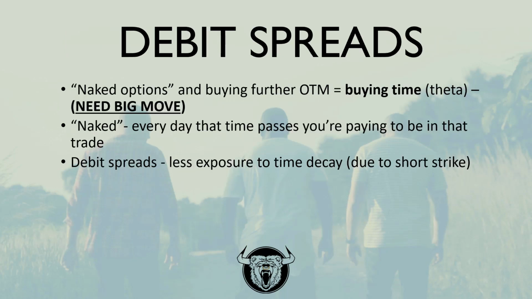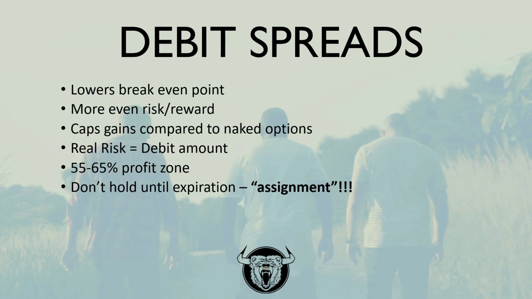So let's talk about naked options for a moment and buying further out of the money. When you're buying out of the money, you are buying time, otherwise known as theta, and you need a big move on the stock. When you're buying naked, every day that time passes, you're paying to be in that trade. With a debit spread, there's a little bit less exposure to time decay due to the short strike. But again, you still need that stock to move.